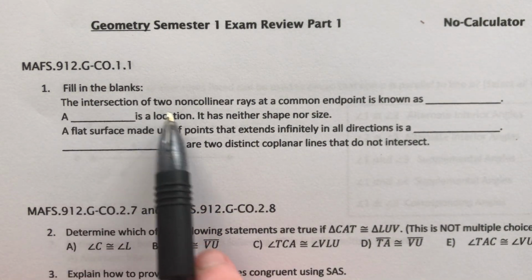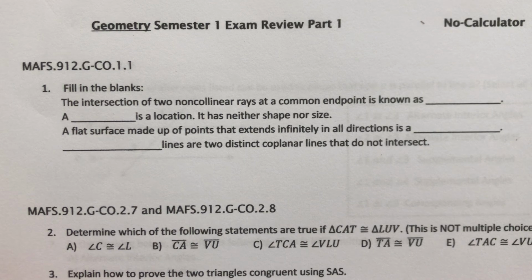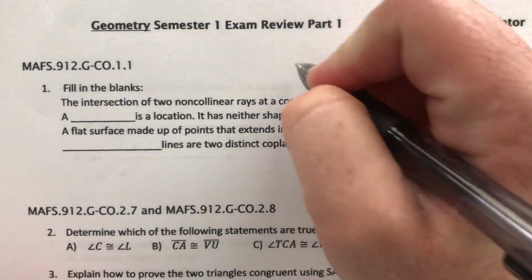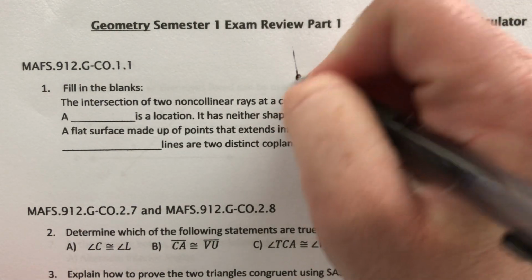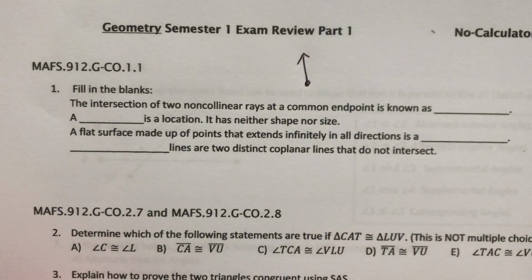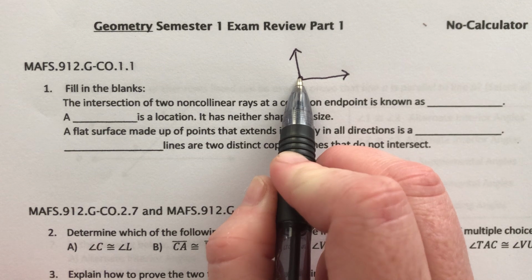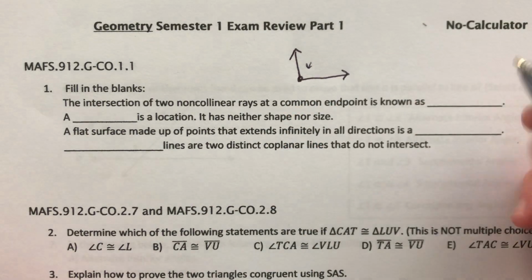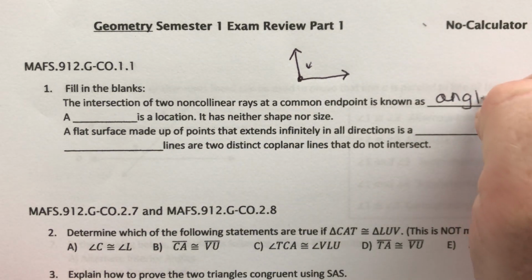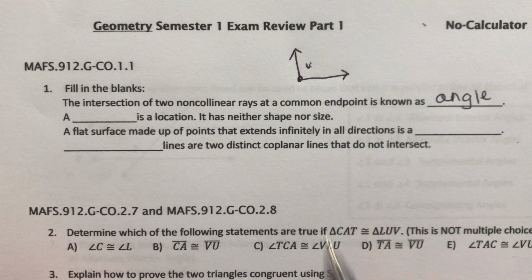The intersection of two non-collinear rays at a common endpoint is known as, so non-collinear means they're not in the same line. So you'd have one, and then you'd have another one going in a different direction, and they share a common endpoint. So this is known as an angle. When two non-collinear rays meet up at a common endpoint.